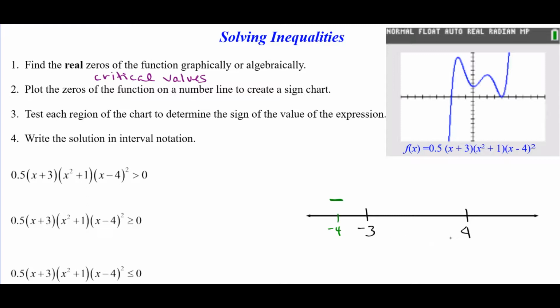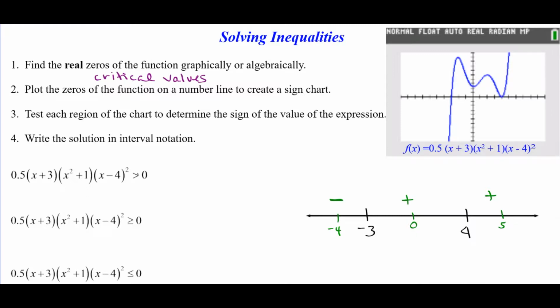When I plug in a value between -3 and 4, in this case I'm just going to choose to test 0. When I test 0, I can see from the graph that I get a positive value, or we can plug this in again using your calculator or just doing it by hand. So this gives me a positive value here, and then I'm going to test a value after 4, so maybe I'm going to use the number 5. And again, I can look at the graph here, or I can plug that in either by hand or with my calculator, and I can see that this is also going to give me a positive value. So then I have my sign chart. Once I have that sign chart, now I can use that to answer the questions.